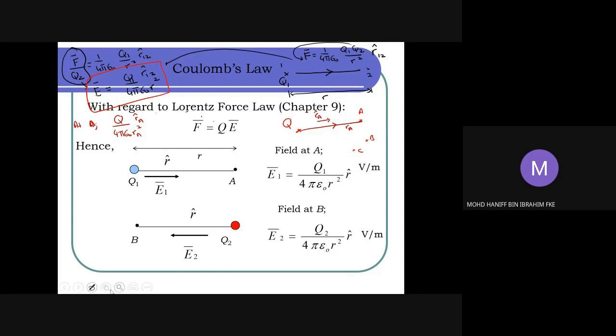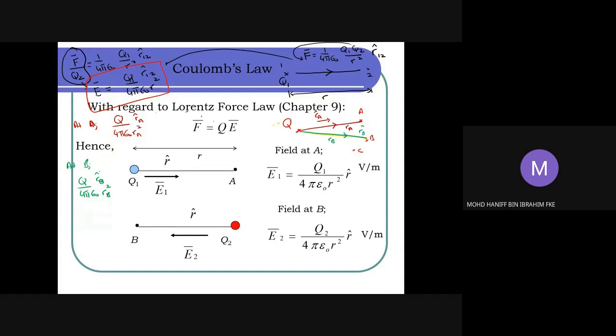Similarly, at the point of B, let's say the distance is RB between charge Q and point B. The unit vector directed from charge Q to point B will be RB hat. So at the point of B, the induced electric field intensity will be Q over 4 pi epsilon naught RB squared, in the direction of the unit vector RB.